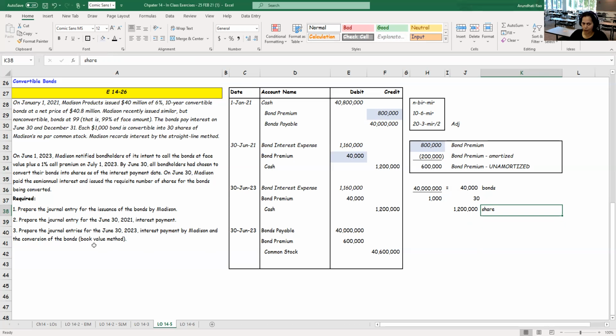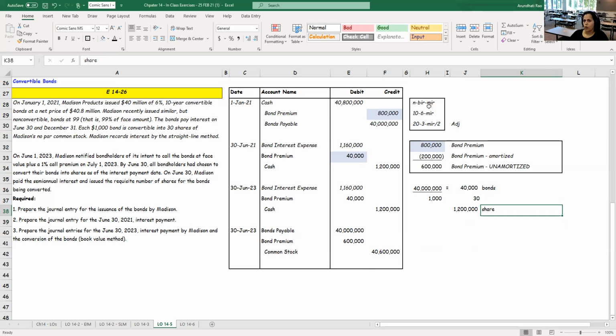Since I'm using the book value method, other than just noting the number of shares that are issued, I'm not worried about anything else. If I was using the market value method, I need to know the market value of the shares on the date of issue, and I will have common stock credit at par value, and then paid in capital in excess of par would be the extra amount. But I don't have to worry about that. These are no par common stock, and I'm using the book value method. So it's very straightforward. Whatever I had in the bonds payable account, I transfer that amount into common stock.